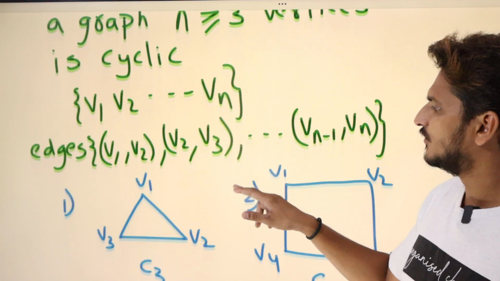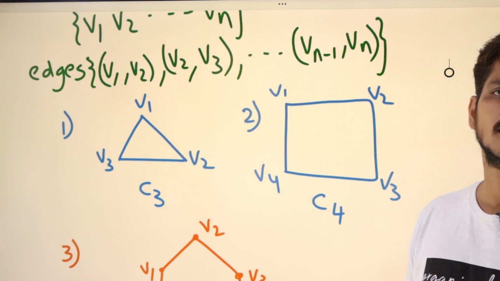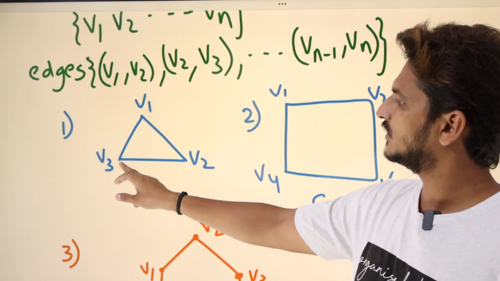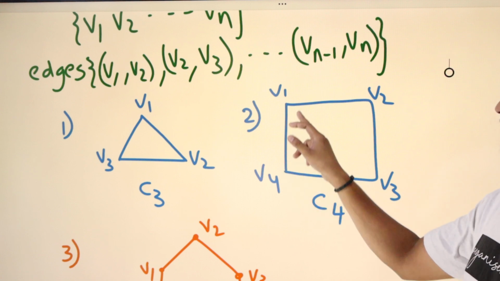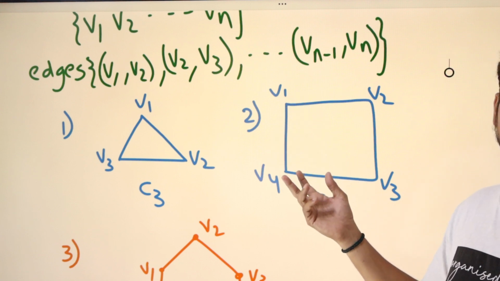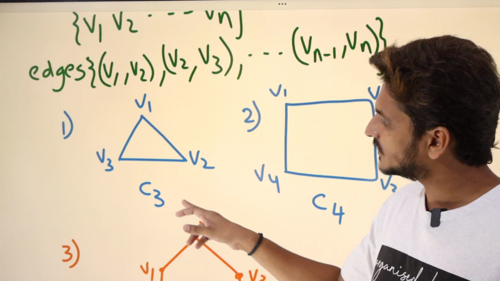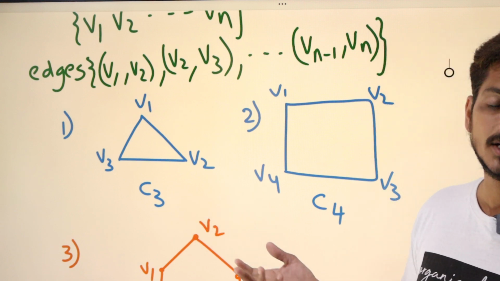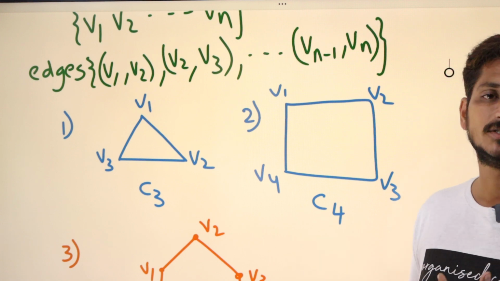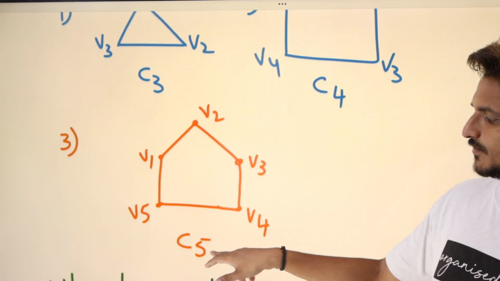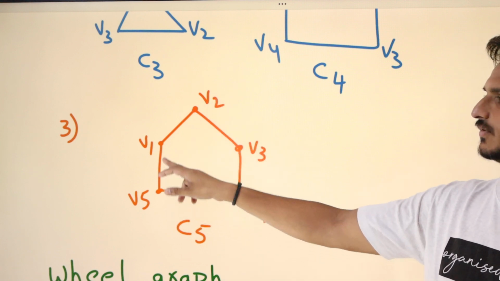Easily understandable by looking at the example. If it forms a cycle, then we say it is a cyclic graph. v1, v2, v2, v3, v3, v1 forming a cycle. v1, v2, v2, v3, v3, v4, v4, v1. It's a cyclic graph. But here we have to remember, cyclic graphs are denoted like this. C3 means a cyclic graph of 3 vertices. C4 means a cyclic graph of 4 vertices. Similarly, C5 means a cyclic graph of 5 vertices: v1, v2, v3, v4, v5, v1.